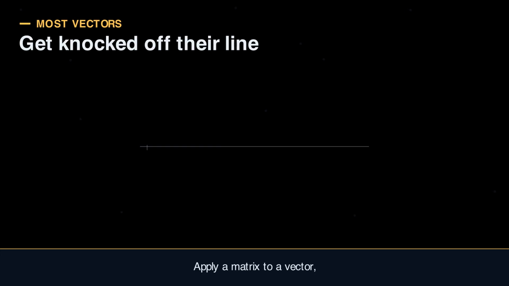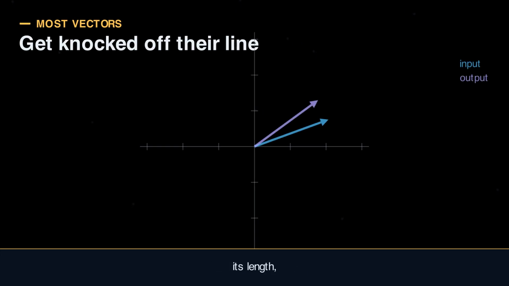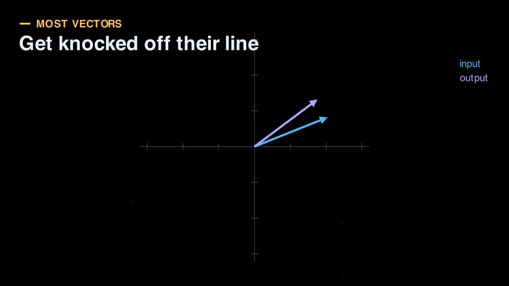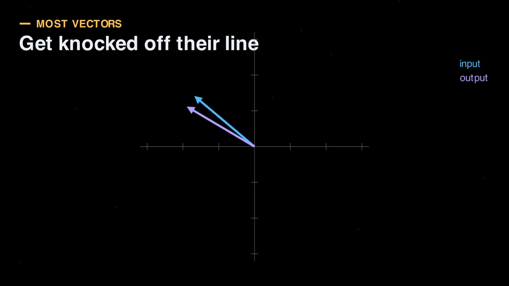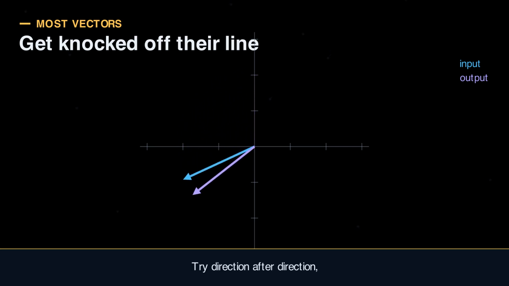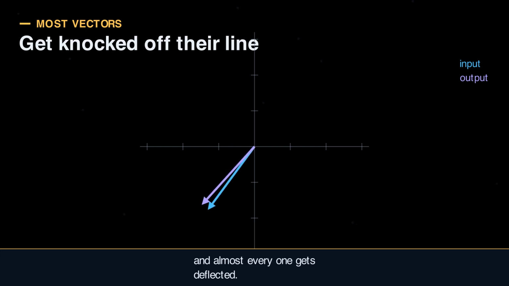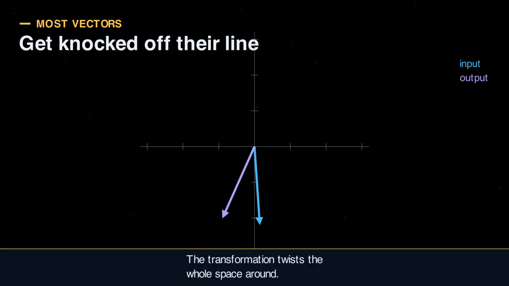Apply a matrix to a vector and in general, two things change: its length and its direction. The arrow gets knocked off the line it started on, pointing somewhere new. Try direction after direction, and almost everyone gets deflected. The transformation twists the whole space around.